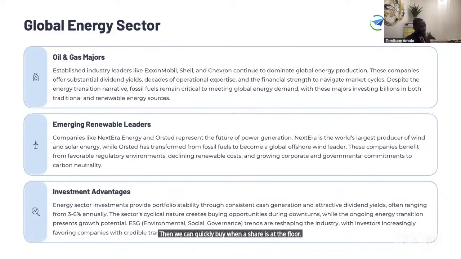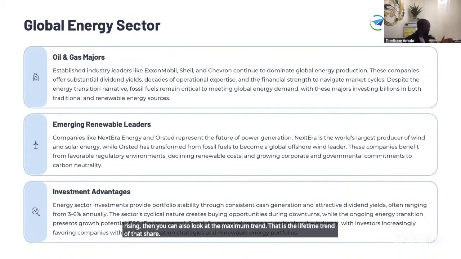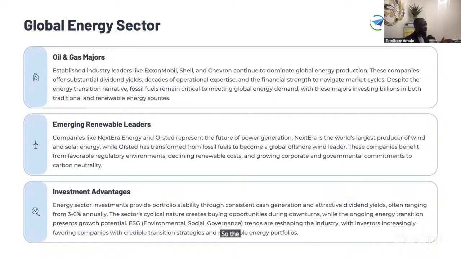So by the time it starts rising, you can also look at the maximum trend. That's the lifetime trend of that share. The lifetime trend of that share will tell us that for the last 20 years or 50 years, this share has always been uptrending. So with that, we would have some level of confidence that no matter what, this thing will come back again.